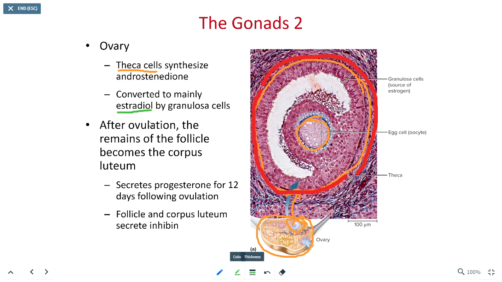The androstenedione synthesized by the theca cells is primarily going to be converted to estradiol. This conversion to estradiol is going to occur by the granulosa cells. So then we have the granulosa cells here being outlined in green.